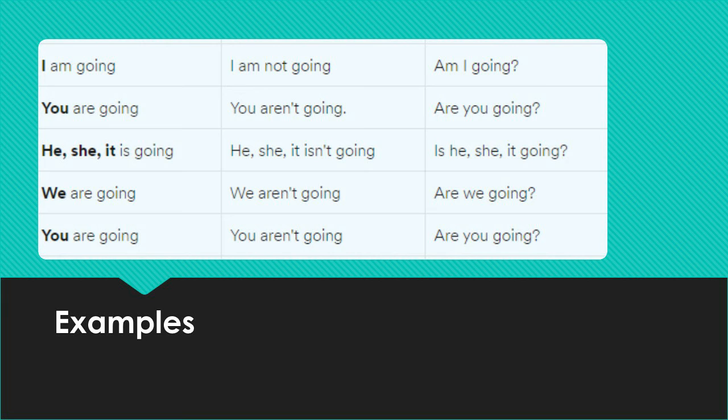He, she, and it is going. We are going. You are going, or they are going. All right. So you can see we use the subject, the verb to be, and the verb with ing, right? So for negative, we have here: I am not going, you aren't going, he, she, it isn't going, we aren't going, you aren't going, or they aren't going, right?